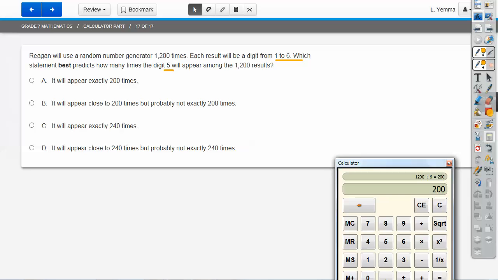However, are we assured it's going to be exactly 200 times? No. It could be any number between 0 and 1,200, although those two are really not likely. Will it appear exactly 200 times? No. That's the most likely outcome. It will appear close to 200 times, but not exactly 200 times. That is clearly what the probability tells us. These two are wrong, and they are assuming that you had the folly of dividing 1,200 by 5, but you're too smart for that, so we don't need to worry.